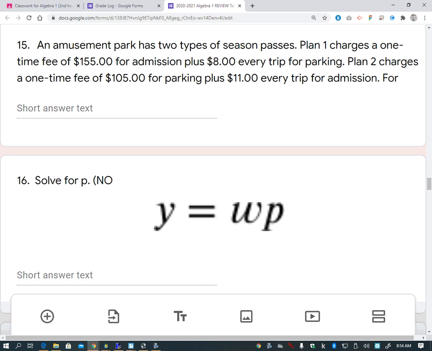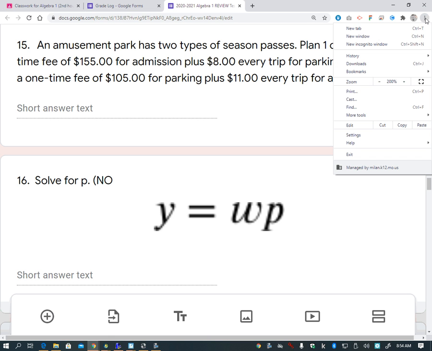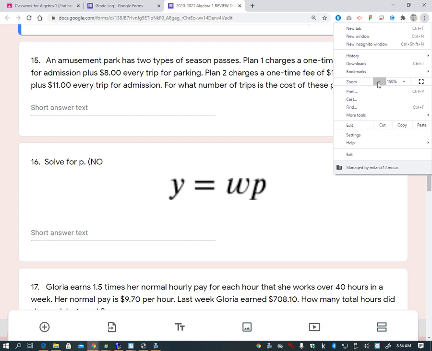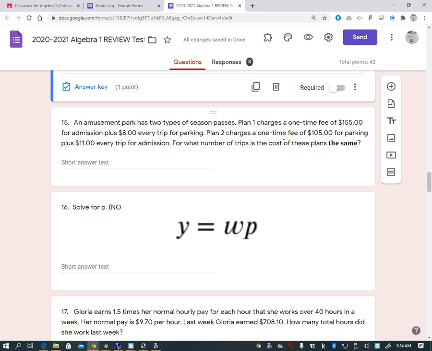Was the question cut off for you guys? No, it says for admission. Okay, here we go. Like I said, I thought it was maybe cut off. For what number of trips is the cost of these plans the same? So I need to set them up on two sides of an equal sign, right?